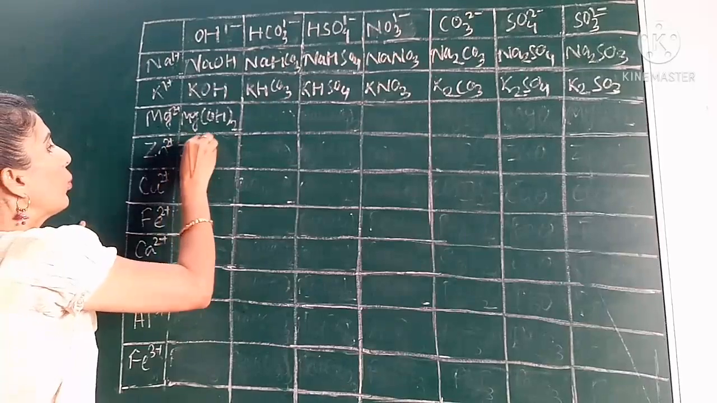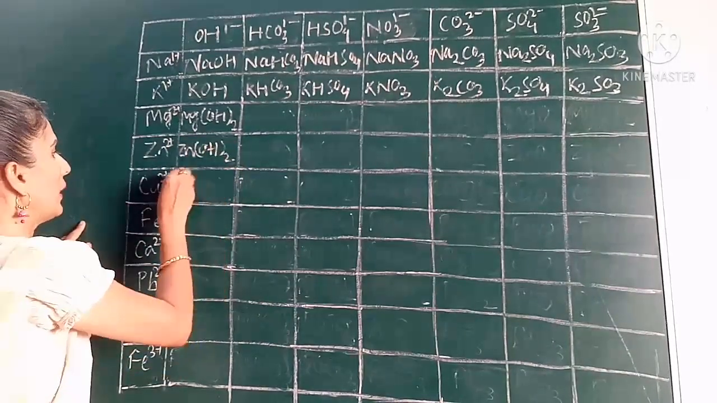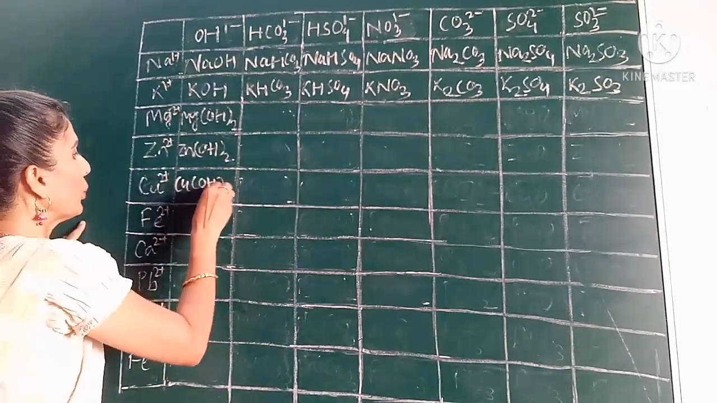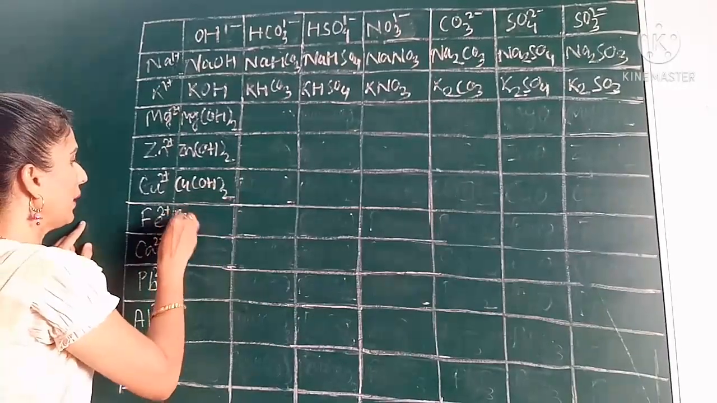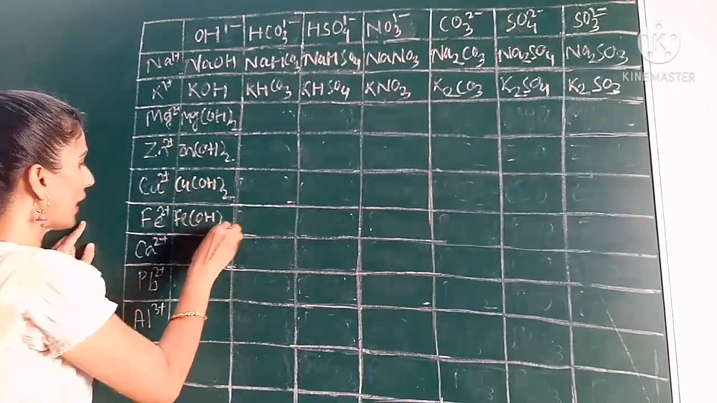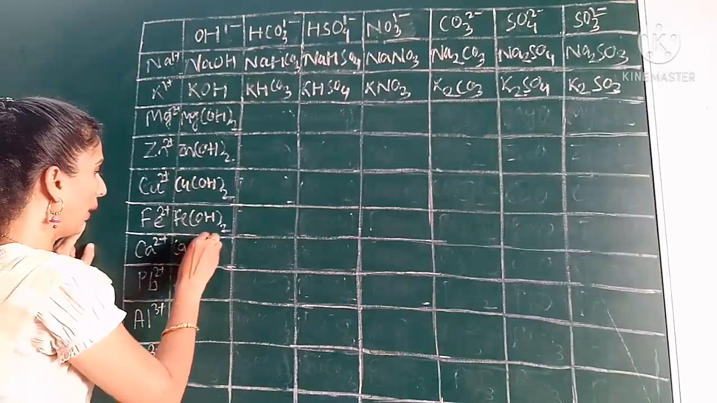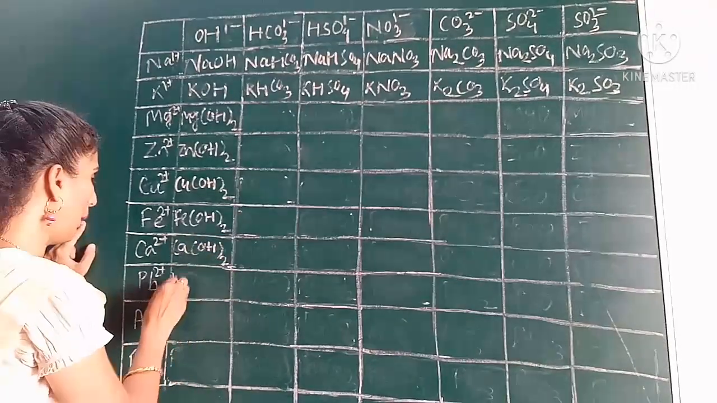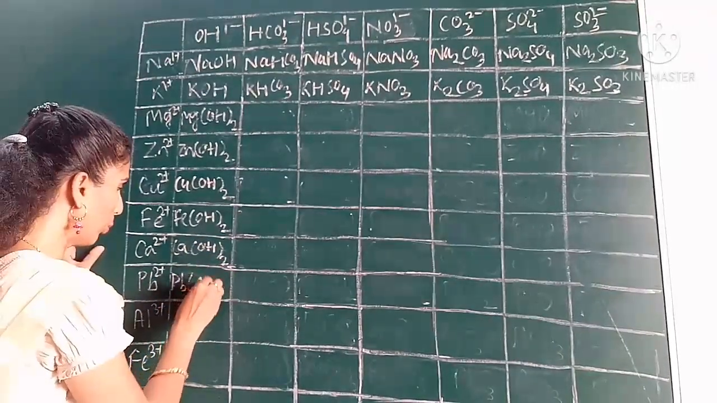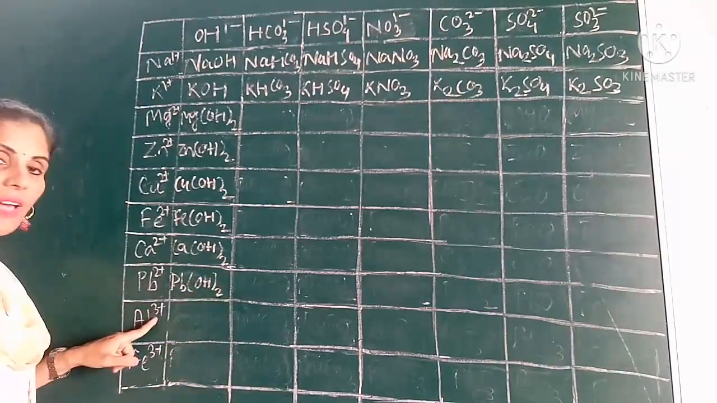So Zn(OH)2, zinc hydroxide. Cu(OH)2, copper hydroxide. Fe(OH)2, ferrous hydroxide. Ca(OH)2, calcium hydroxide. Pb(OH)2, lead hydroxide. Now 3 valency will come.